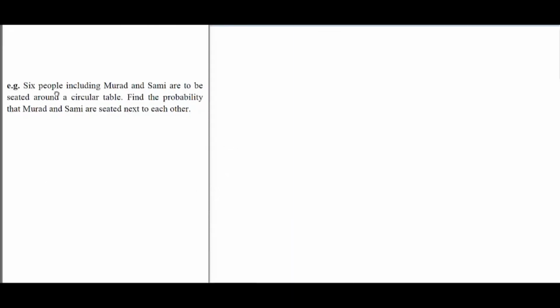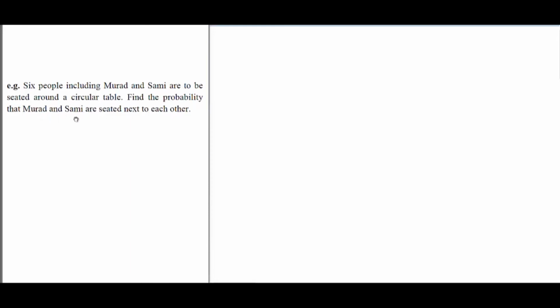Next example: 6 people, including Murad and Samir, are to be seated around a circular table. Here we have a circular permutation, or circular arrangement. Find the probability that Murad and Samir are seated next to each other. And for the event we have circular and grouped element permutations.